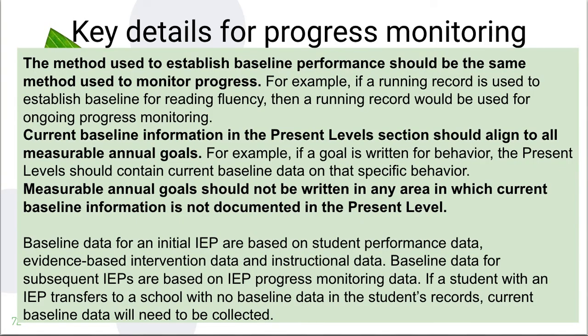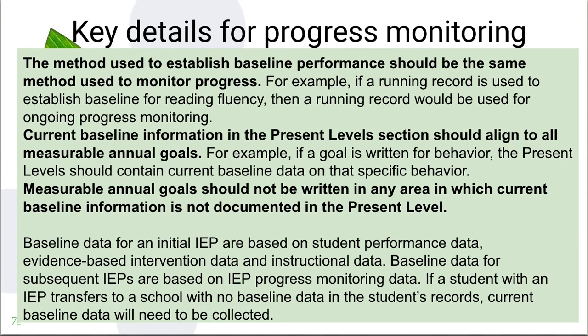Just a key detail, the method that you use to establish your baseline performance in the present levels should be the same method that you use to monitor progress. It's comparing apples to apples and oranges to oranges. So if you used a running record to get your baseline for reading fluency, then you need to use running records for your ongoing progress monitoring, and your goal needs to indicate that you are using running records for your progress monitoring. Your current baseline information has to align to the measurable annual goals. So if you've got a goal for behavior, then the present level should contain baseline data about behavior.